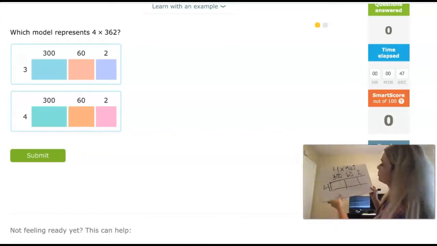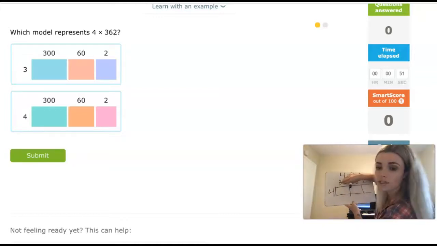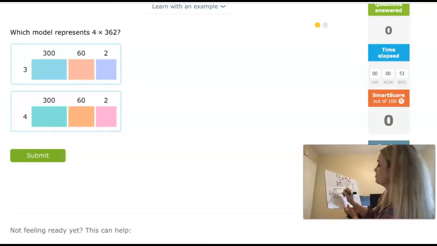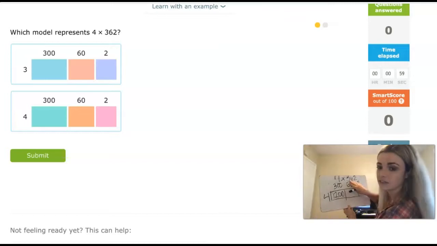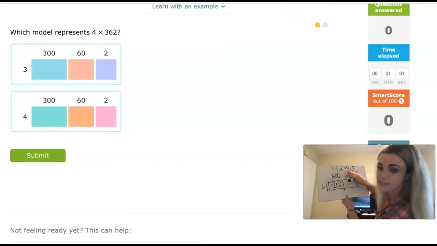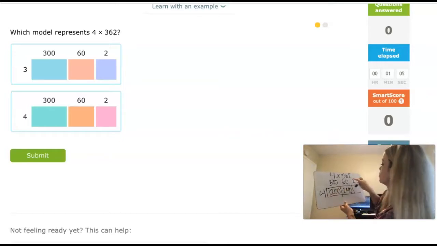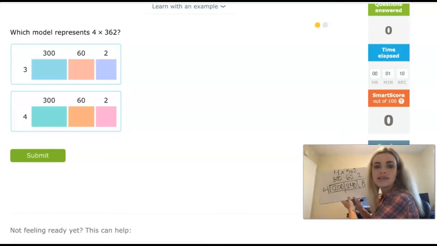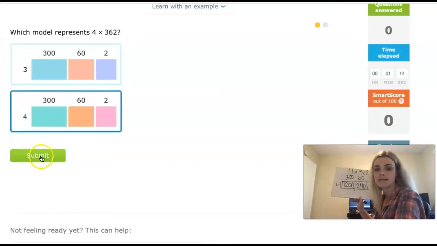Okay, so to solve this, cover up my 2 zeros. 4 times 3 is 12. Bring back my 2 zeros. 4 times 60, cover my 0. 4 times 6 is 24. Add back my 0. 4 times 2 is 8. Okay, so this right here, what you're doing on this lesson today is you're just picking which one best fits.